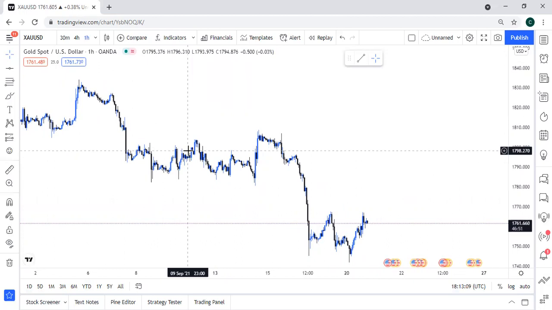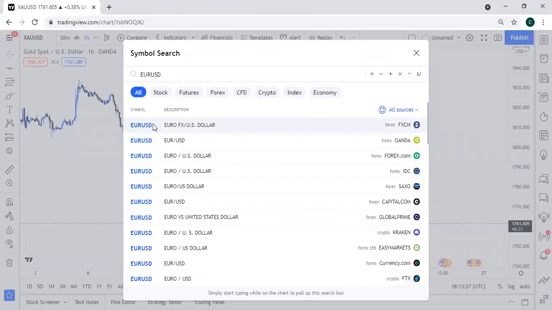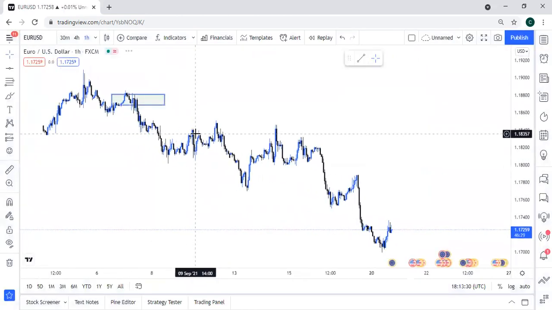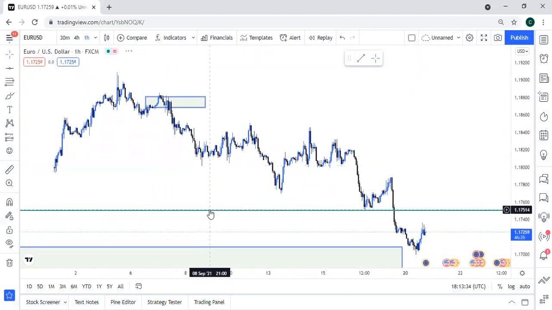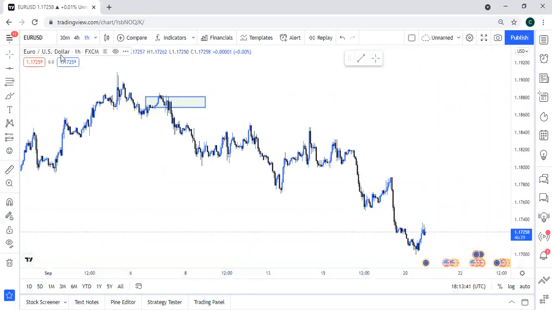All right. So now we move to the bid and the ask price. Let me move to currency, please. The bid and the ask price. Now, this is the bid price, this is the ask price. Now, the bid price is the price buyers are willing to buy, while the ask price is the price sellers are willing to sell.